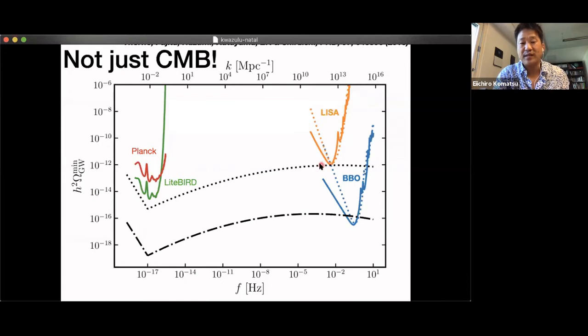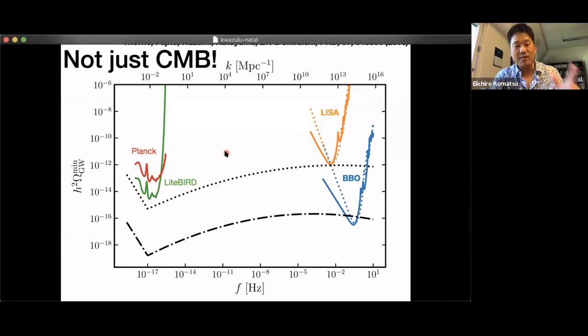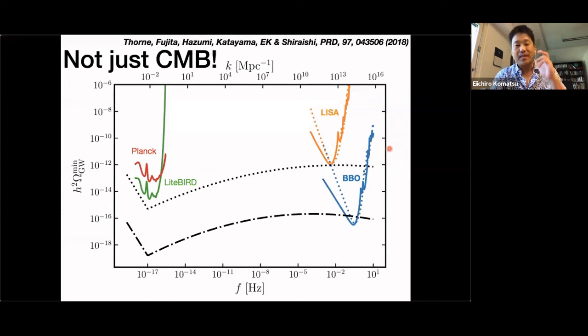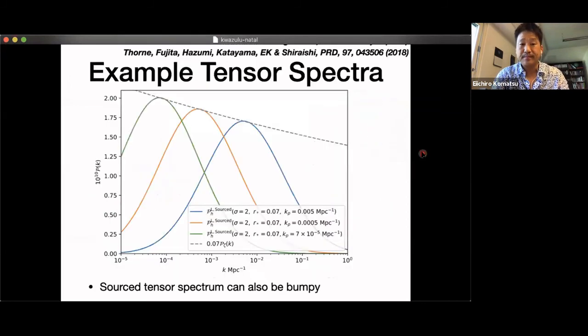LISA wouldn't be sensitive enough. But if it's coming from the source, you can have this kind of rising spectrum toward high frequency, which wouldn't be possible by vacuum fluctuation, a homogeneous solution. If you have an inhomogeneous solution, it is actually more natural to have this kind of thing. Then suddenly you open up the possibility to probe inflation by both CMB and direct detection experiments. This would be a really fascinating possibility.